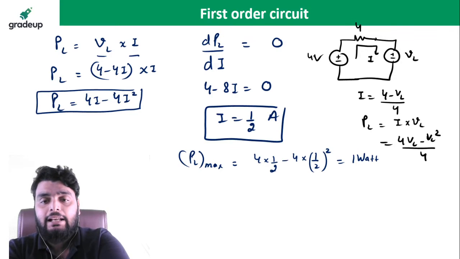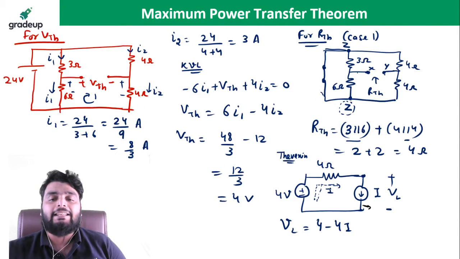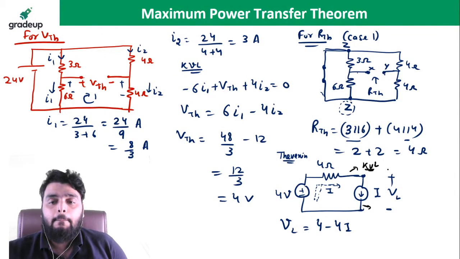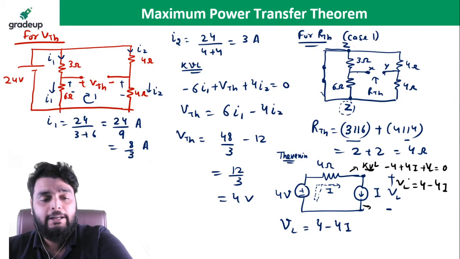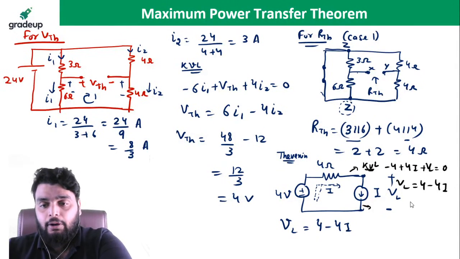How to find the VL? Beta, simple, na? You can apply the KVL here. If you apply the KVL here, see what happened? Minus 4 plus 4 times I plus VL equal to 0. So VL comes out to be 4 minus 4I. Okay, guys, fine. So I hope you understand this problem. Good evening, Karan. Okay, fine.